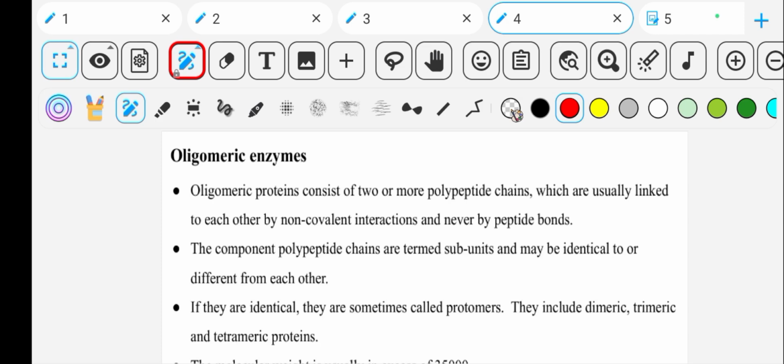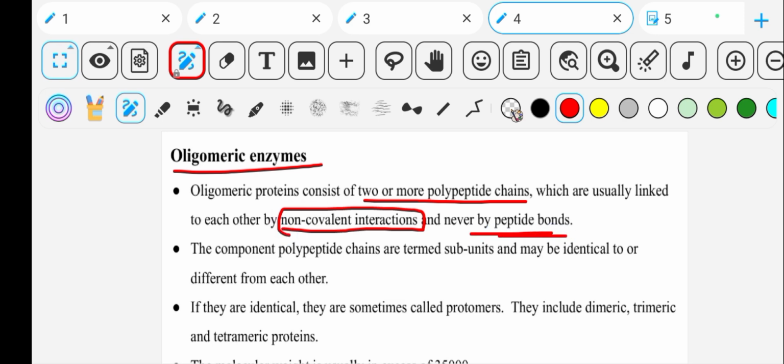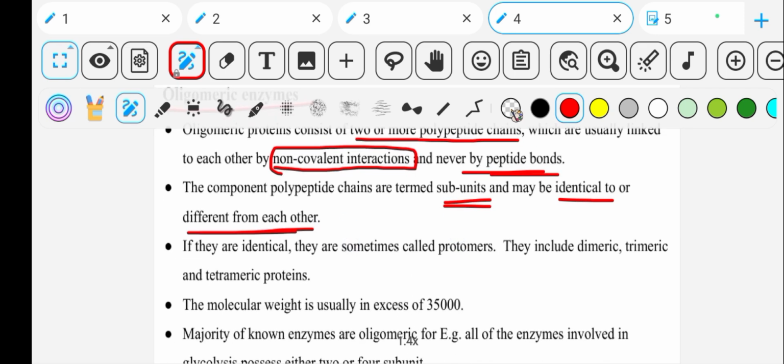Moving forward to oligomeric enzymes, as we know, oligomeric proteins consist of two or more polypeptide chains which are usually linked to each other by non-covalent interactions and never by peptide bonds. The component polypeptide chains are termed subunits, and they may be identical to or different from each other. If they are identical, they are sometimes called protomers. They include dimeric, trimeric, and tetrameric proteins, and their molecular weight is usually in excess of 35,000.